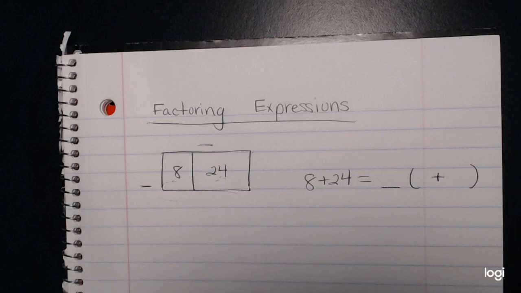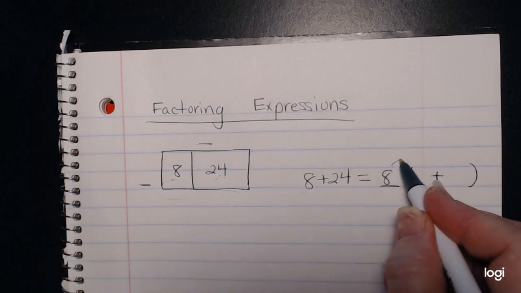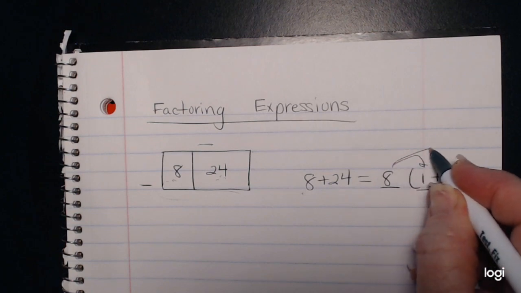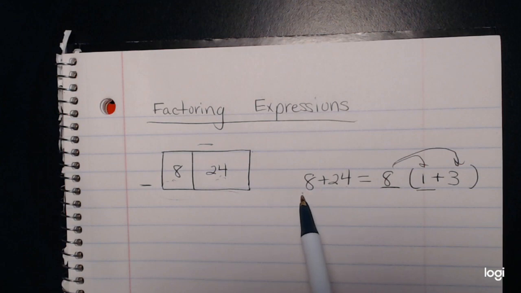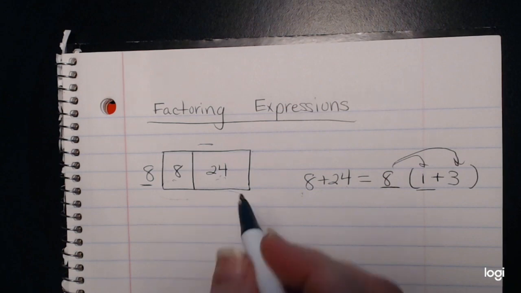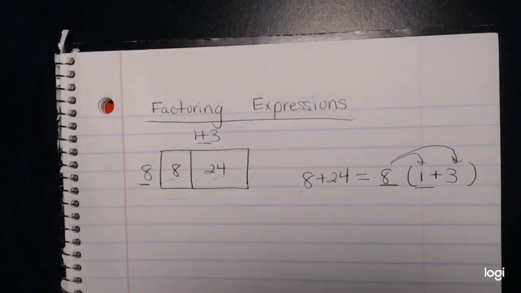Well, most of you know, if you look at it, that 8 goes into both of these, so we'd put an 8 here. And 8 goes into 8 one time. And 8 goes into 24 3 times. So we've used factoring expressions to solve that this side would be 8 and this side would be 1 plus 3. All right, let's draw another rectangle.